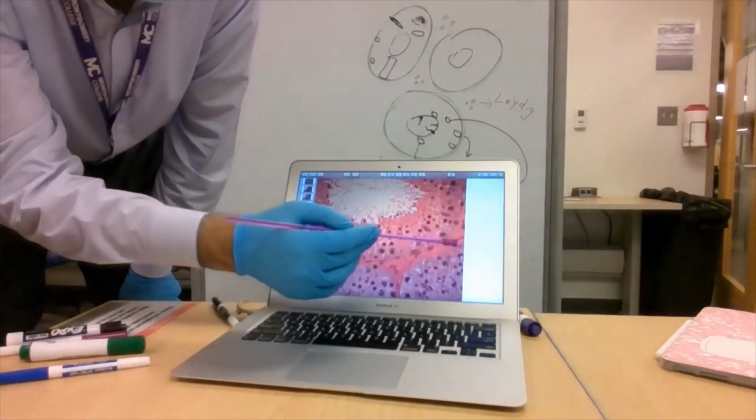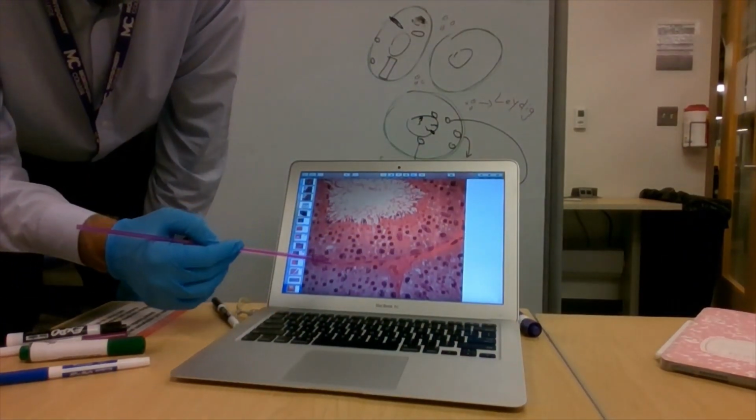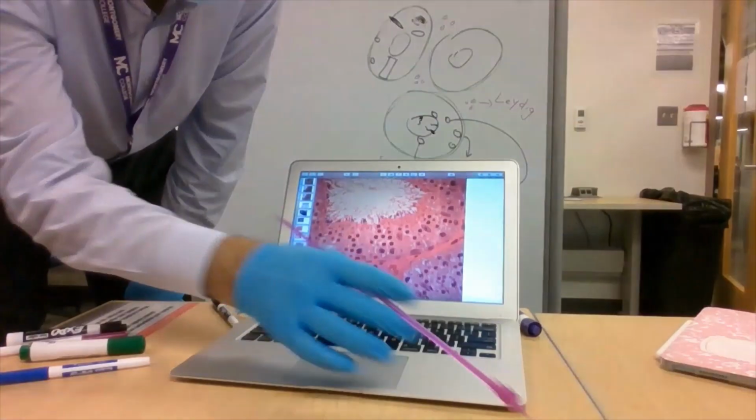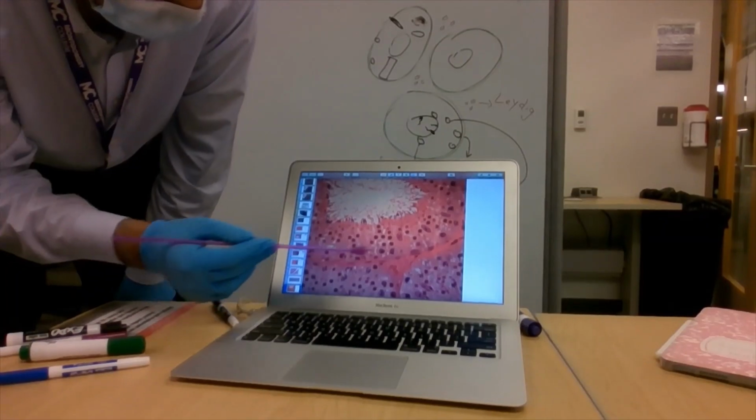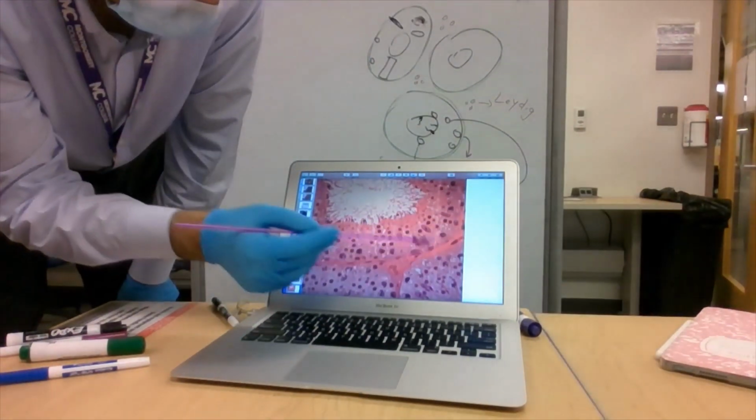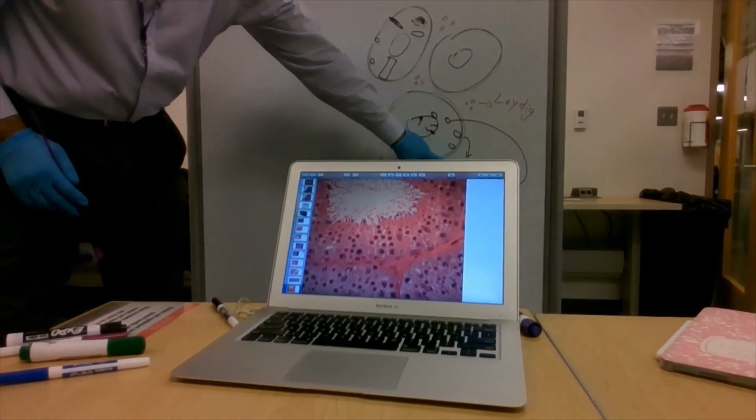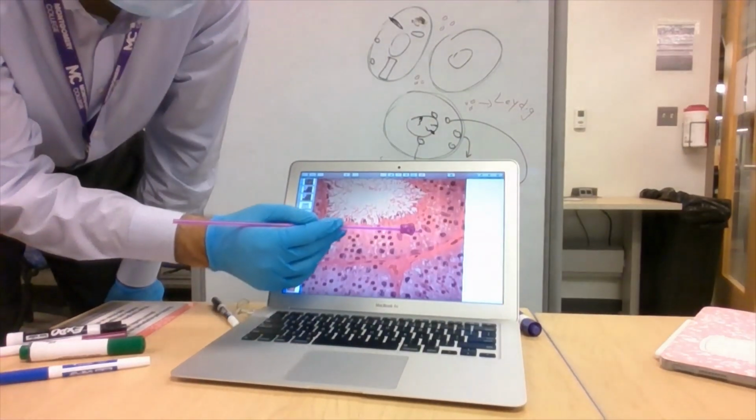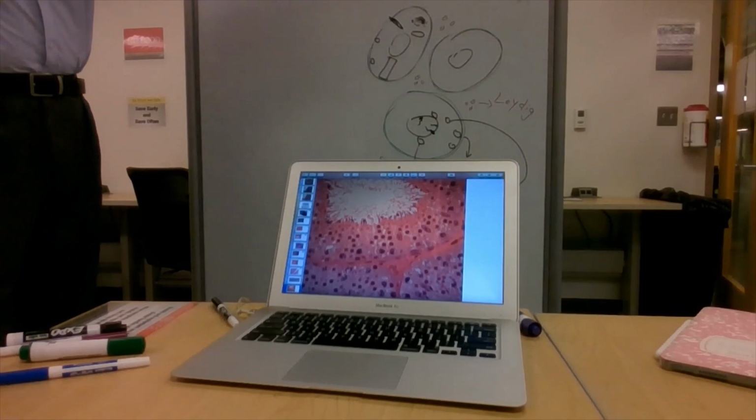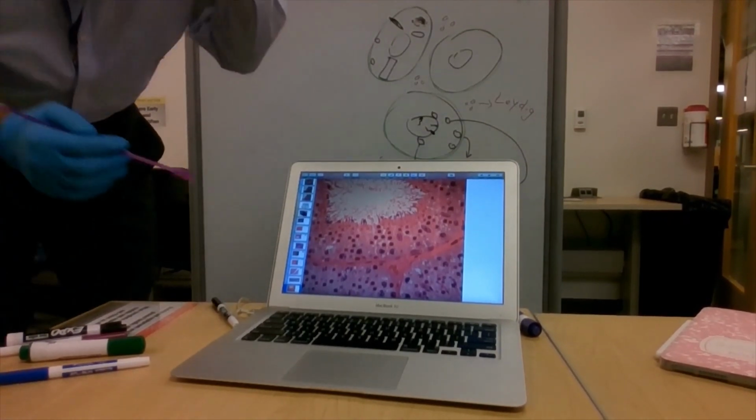So this whole thing, what's this membrane on the outside of the tubule? You are awesome. Basement membrane. So if it's pointing to anything, this rounded cell close to the basement membrane, what would you call these? Spermatogonia or spermatogonium. And if it's pointing to any cell in the middle, they are the spermatocytes.